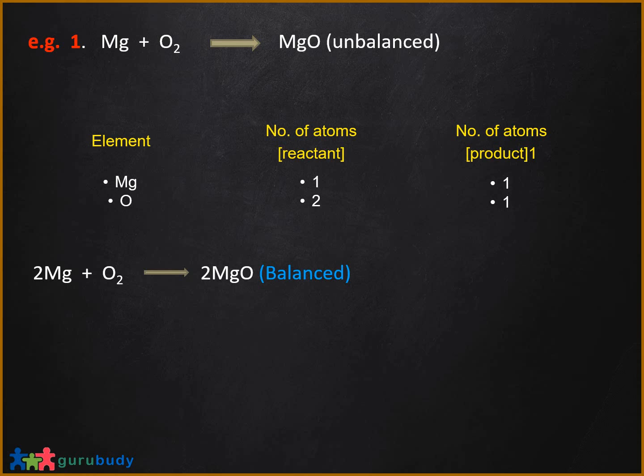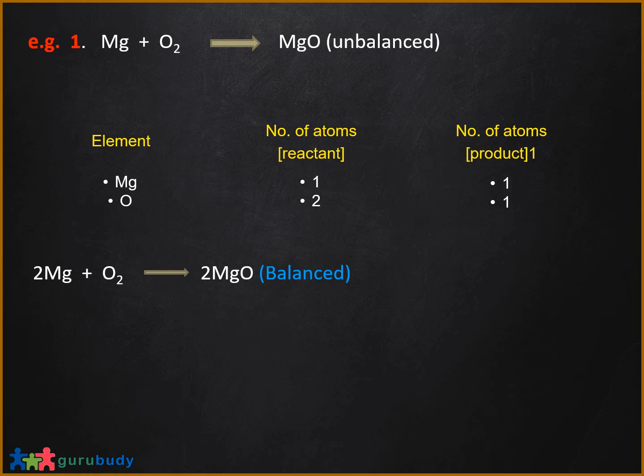So if we just multiply the equation, like in the reactant we multiply the magnesium by 2, and in the product we multiply the magnesium oxide by 2. When you put those numbers there, it will become balanced.